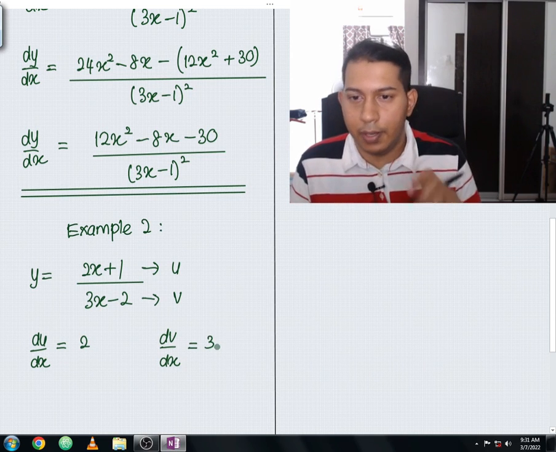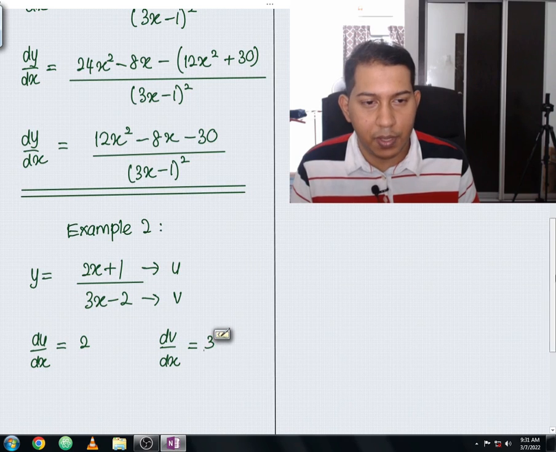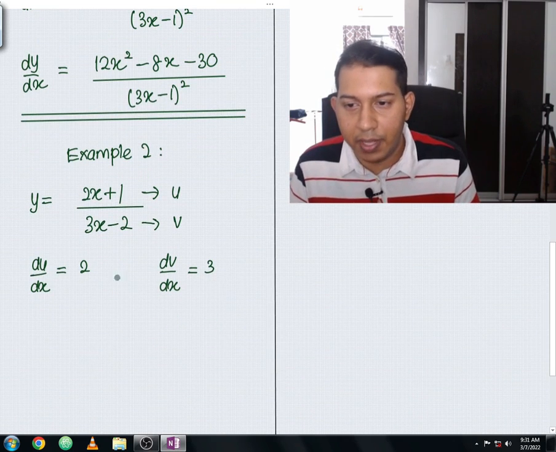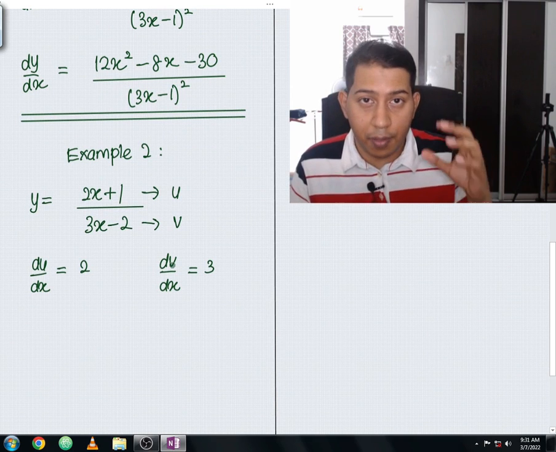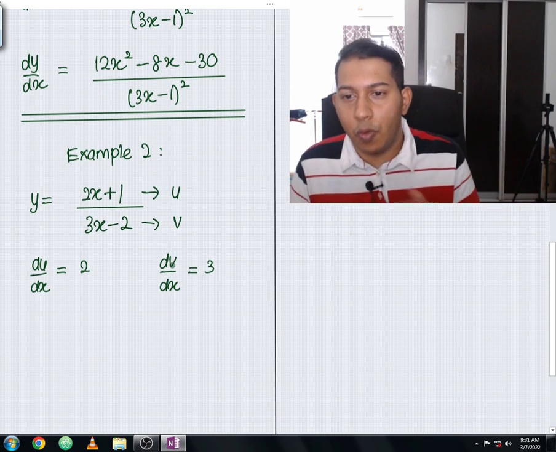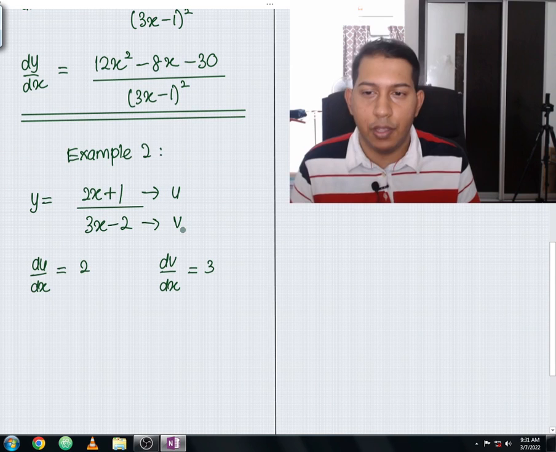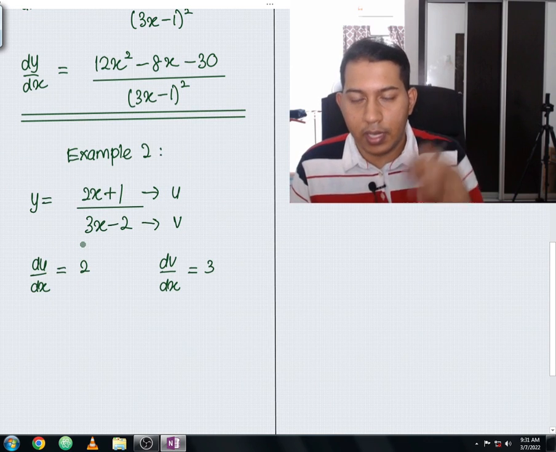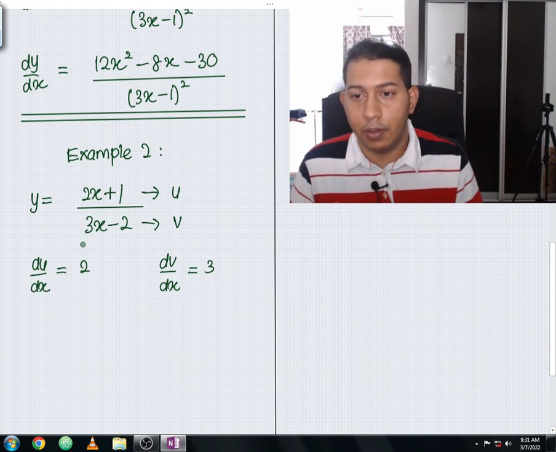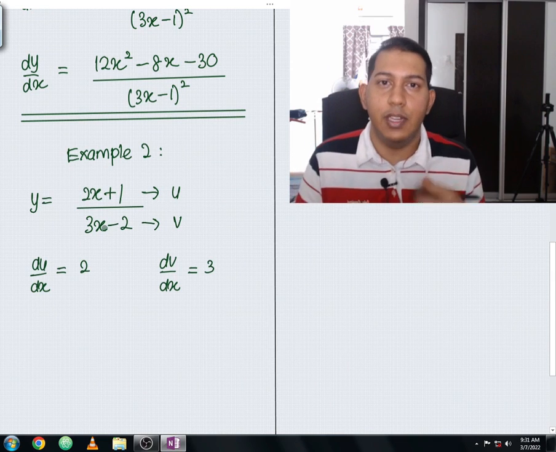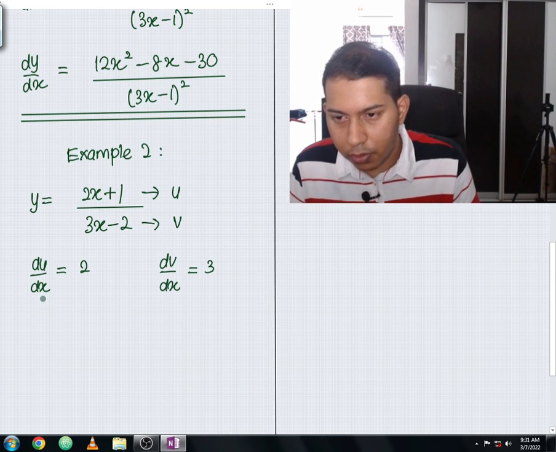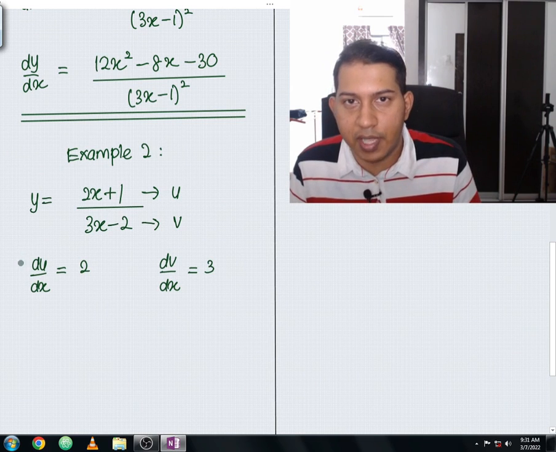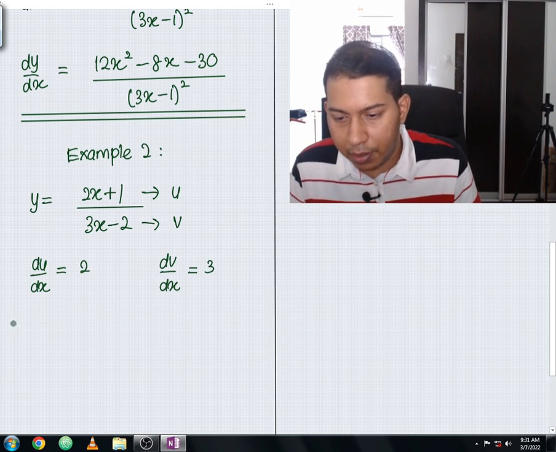Step number 2 clear. Let us proceed to step number 3. By the way, this step number 2 is optional, guys. Like I've mentioned for the product rule as well, once you are familiar with the formula, you can omit this step number 2. You can straight away jump to step number 3. But for that you need to have more practice. So now we're done with step number 2. Let us proceed for step number 3.